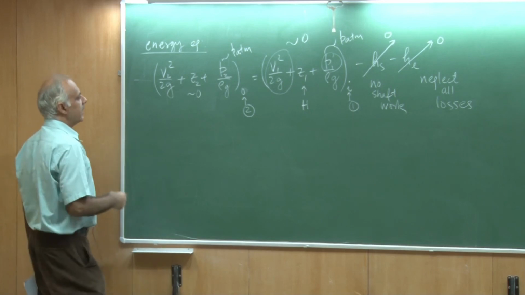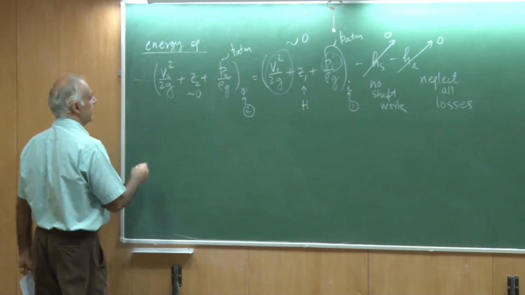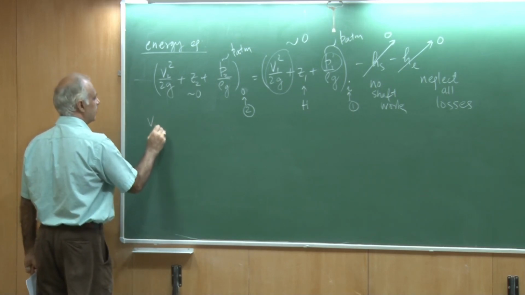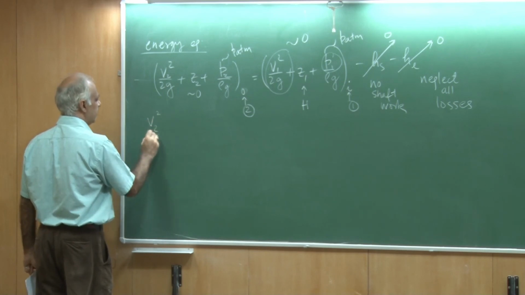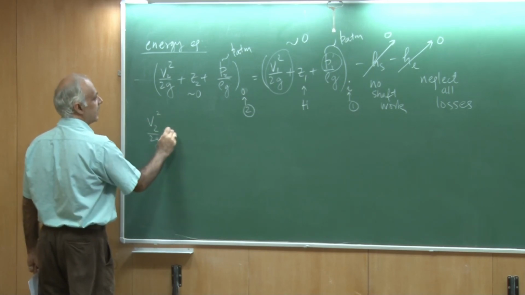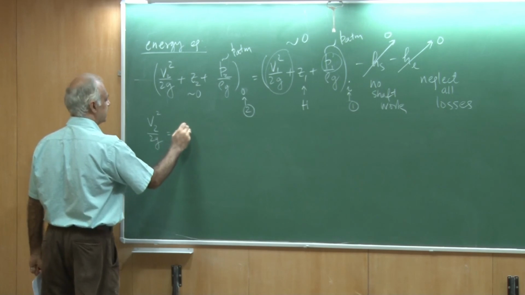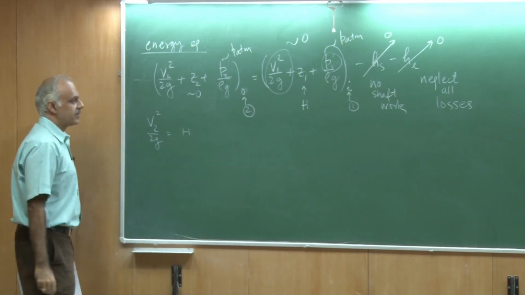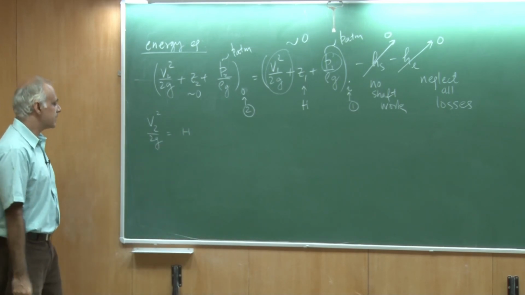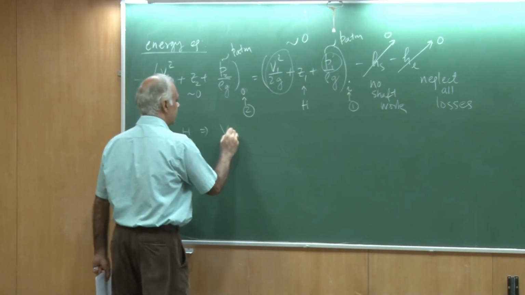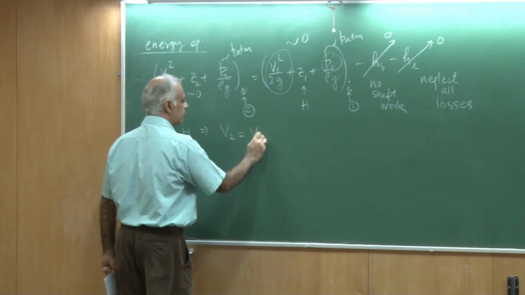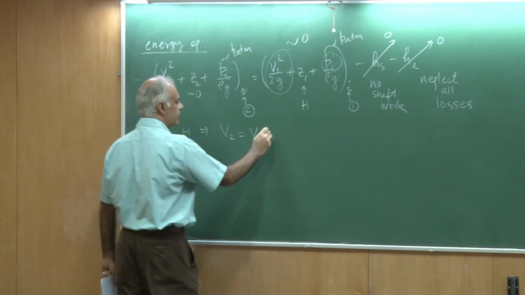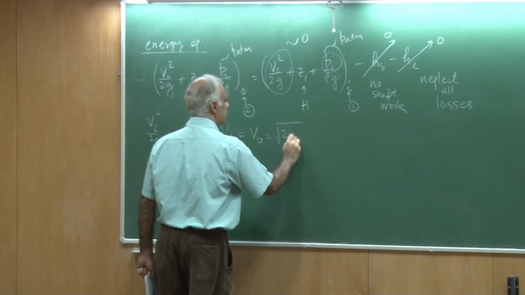So therefore you can now work out this equation, and you will be able to see that V2 squared by 2g is equal to h. So that's what this equation gives us. And this implies that V2, which is equal to V0, the velocity at the orifice, is simply the square root of 2gh.